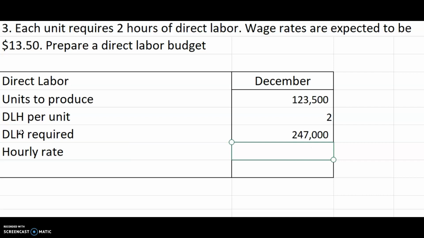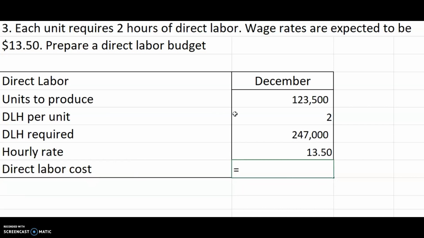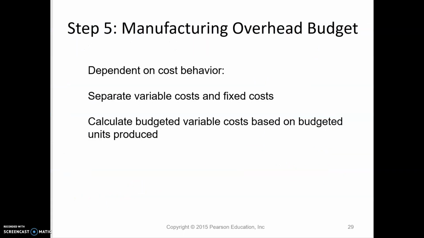And we're trying to figure out what those direct labor hours are going to cost. So we multiply the number of hours by the hourly rate, and we expect to pay $13.50. So our direct labor cost is multiplying the 247,000 hours by the $13.50 cost per hour. So we are budgeting to spend $3,334,500 for direct labor. So our fifth budget is now going to be the manufacturing overhead budget.